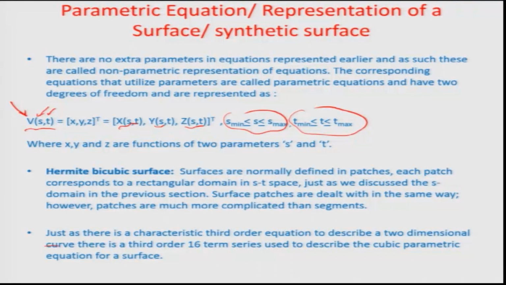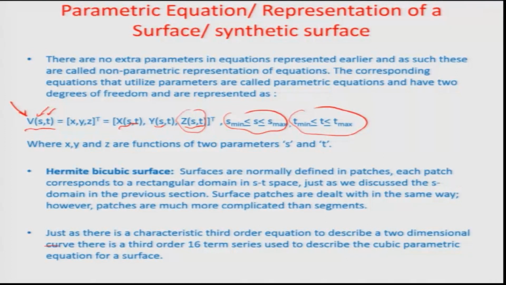So, x is a function of s and t, similarly y is again a function of s and t, and so is z, because z obviously depends on x and y. If x and y are explicitly functions of s and t, the two variables, obviously z is also going to be a function of s and t.